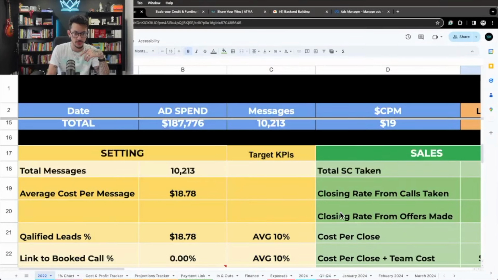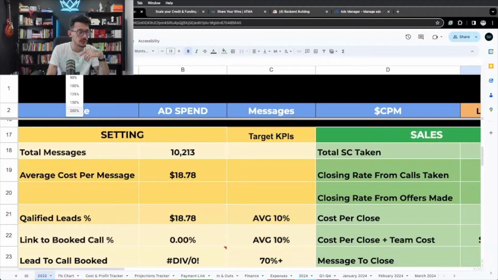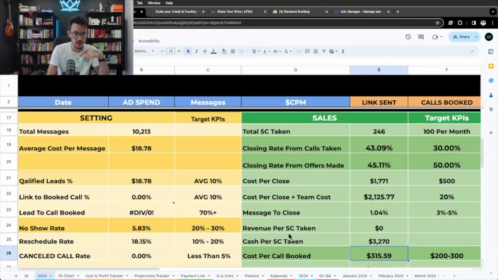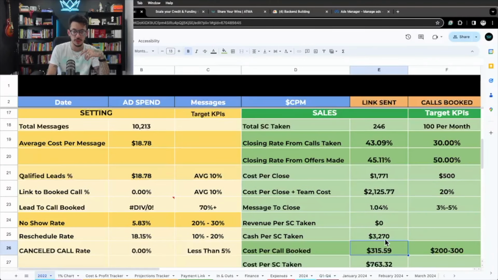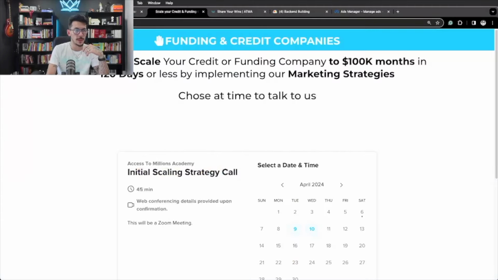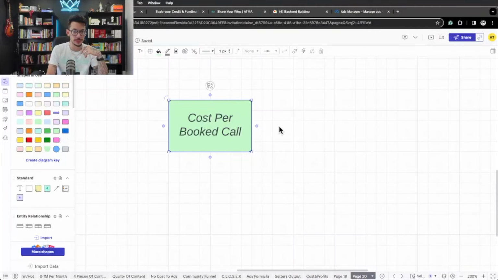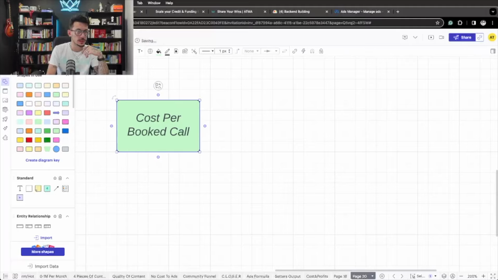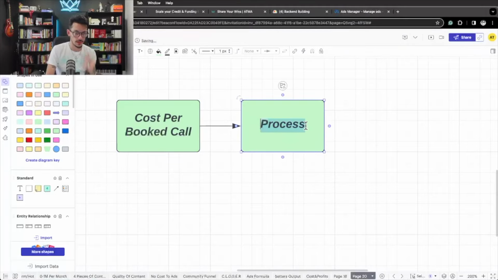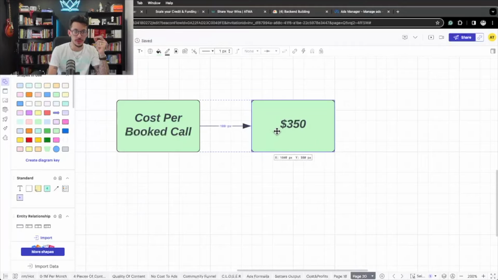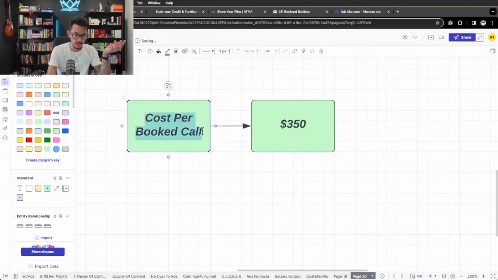Let me zoom in here. I think I zoomed in too much. So boom, right here, on my sales side, my cost per book call is $315. So my cost per book call, for me, is $350. Now I know every time my ads spend $350, I get somebody to book one call. So that is my cost per book call.